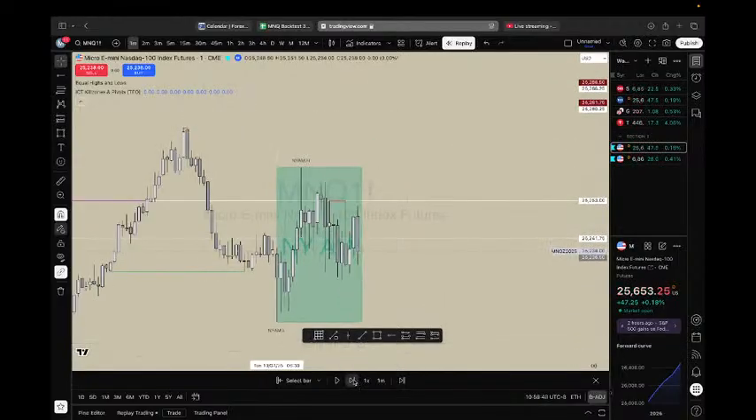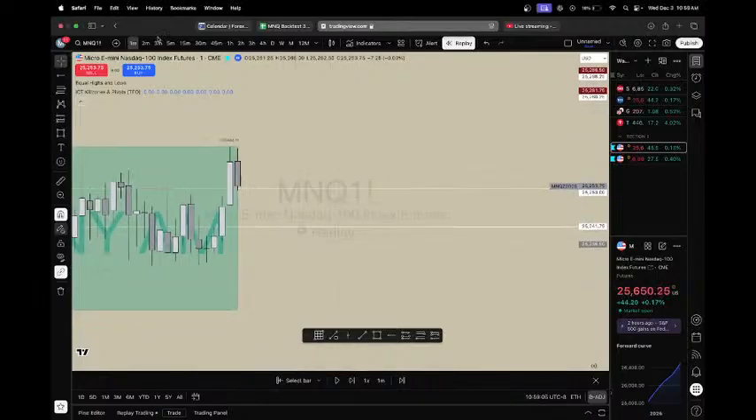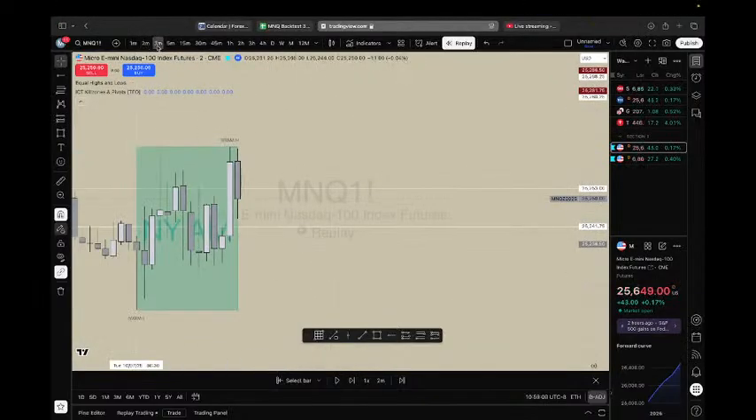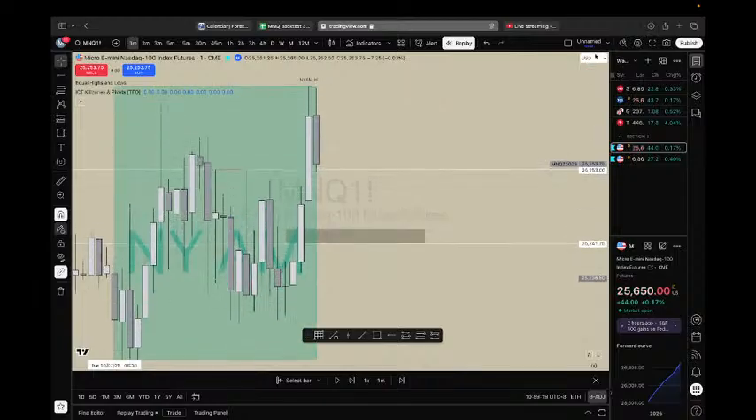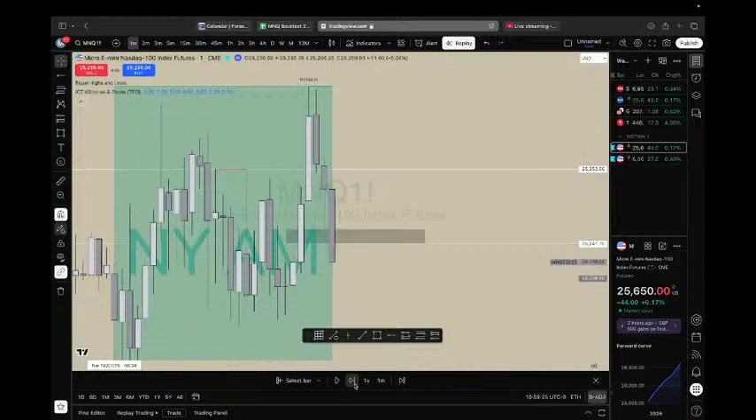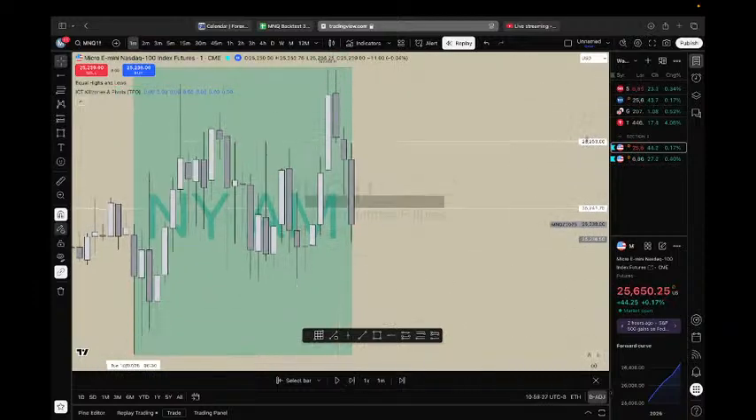Bro, what the fuck? Price is looking butt cheeks. Okay, sweep. At least gaps. Too many gaps. I don't know if I'm fucking with this entry.